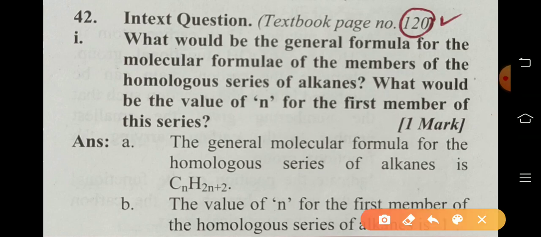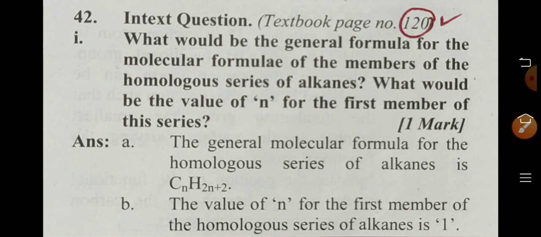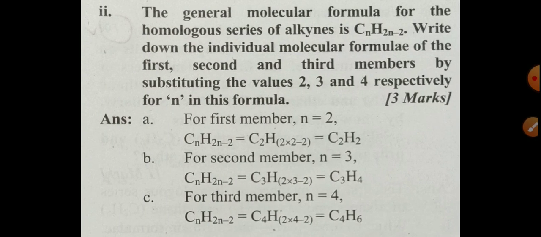If you substitute 1 here, C1H2n. 2n means 2 into 1, so 2. 2 plus 2, 4. CH4. So what is the value of n here? In the first member, 1. So we are writing C1H4. Carbon is 1, so we write CH4. That is methane. First member of alkane means methane. Are you all getting it?